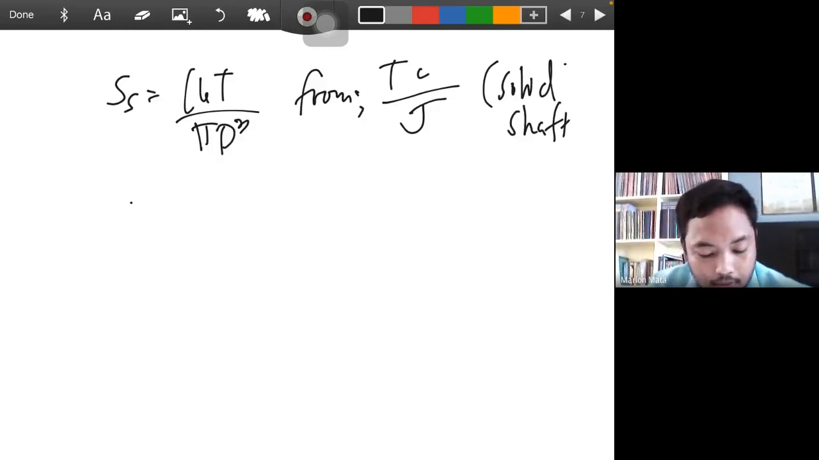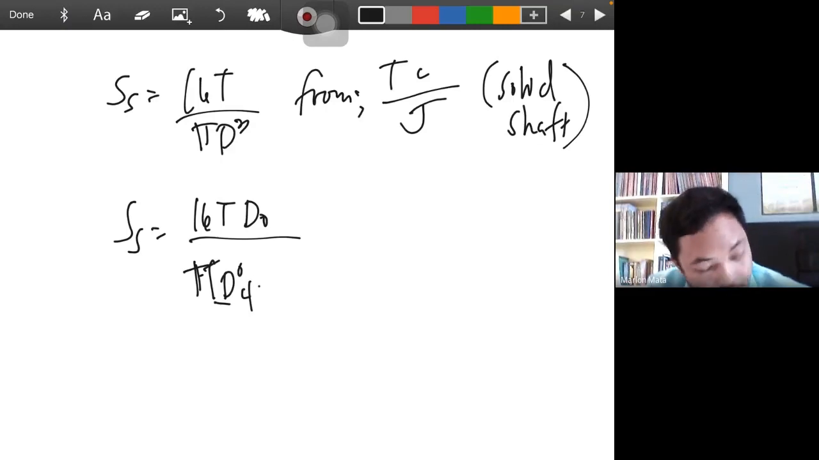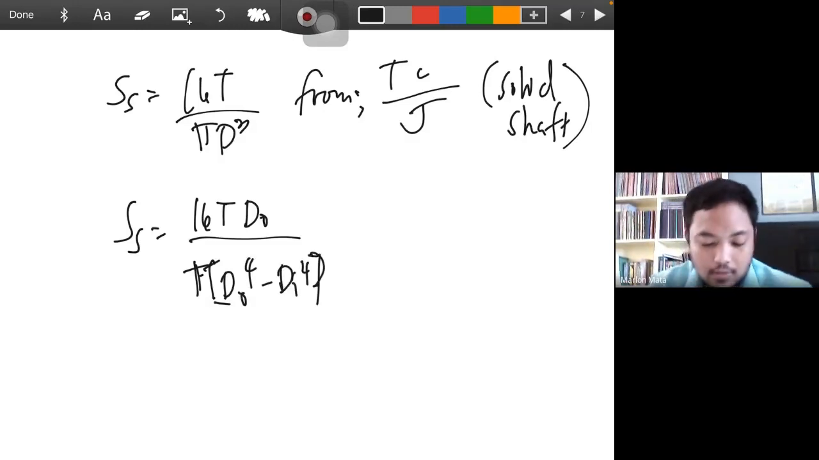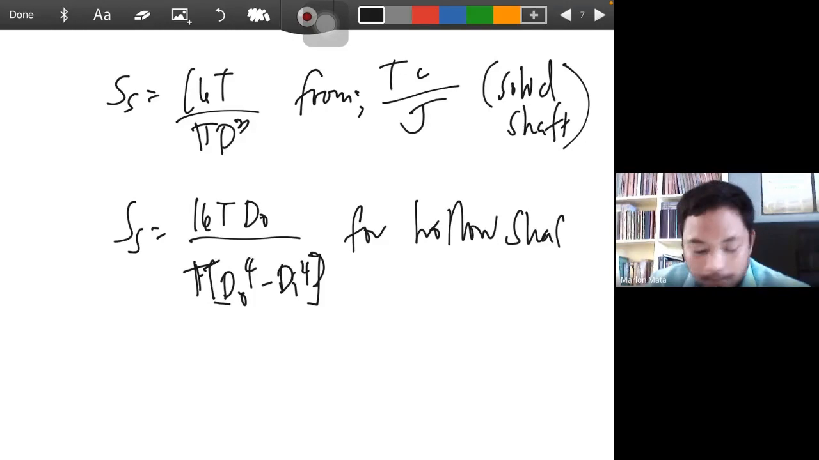Okay? So, for hollow, 16T DO over pi, the same manner ang pag-derive yapon, DO4 minus, oh, sorry, nabali. DO4 minus DI4. Okay? For hollow. For hollow shaft. Okay?